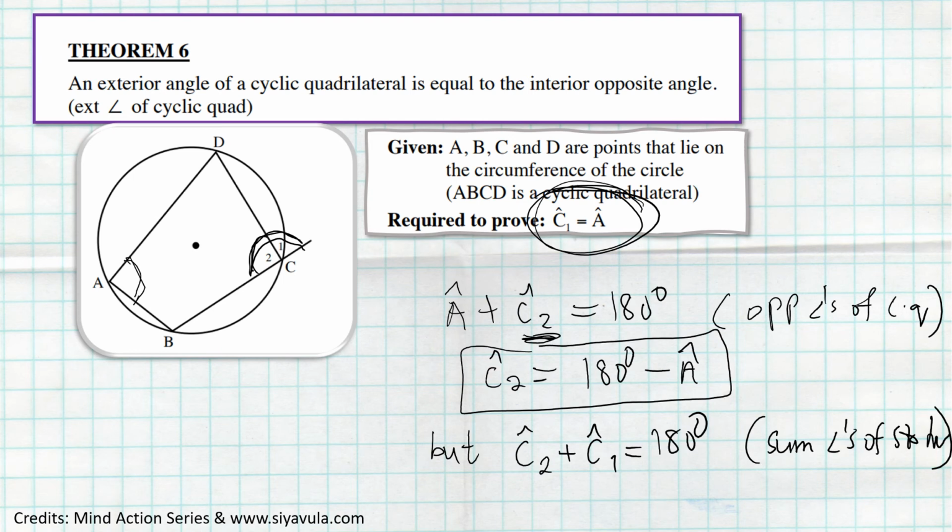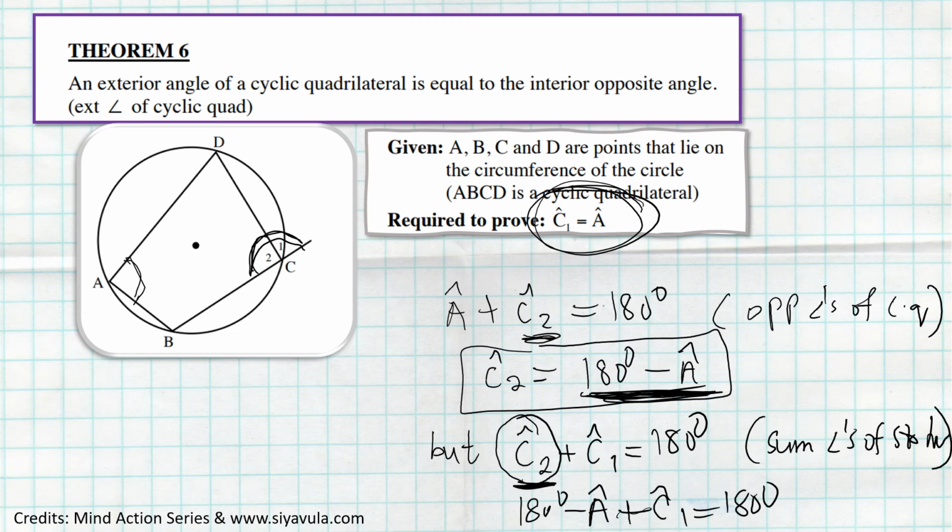We know that angles on a straight line sum up to what? 180 degrees. Okay, so meaning that we can now replace C2 by 180 degrees minus angle A, right? Plus C1 is equal to what? 180 degrees. So what we did, where there is C2, we just replace what C2 is equal to, which is 180 minus angle A, right? Then we can take 180 minus A to the other side. Then we'll have C1 is equal to 180 minus 180 plus angle A, right?